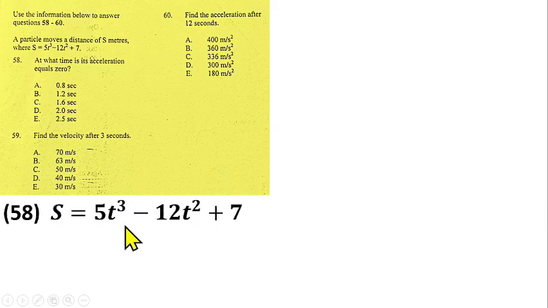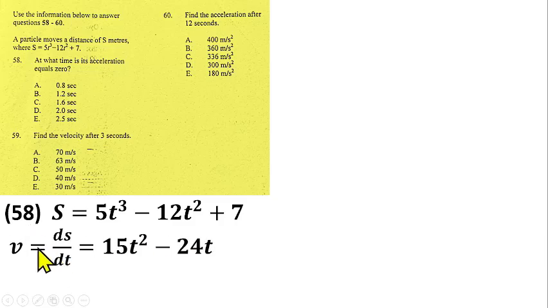So you are given the equation of the distance to be s equal to 5t cubed minus 12t squared plus 7. Then we have to find the value of t when the acceleration is equal to 0. So the first thing is that you are given distance to be equal to this. If you differentiate distance with respect to t, that will give us a velocity. Then if you differentiate again, if you differentiate velocity with time, that gives us acceleration. So that means we need to differentiate this function twice.